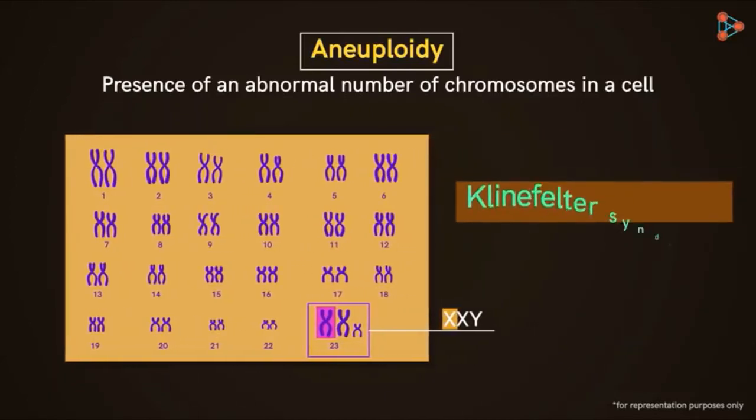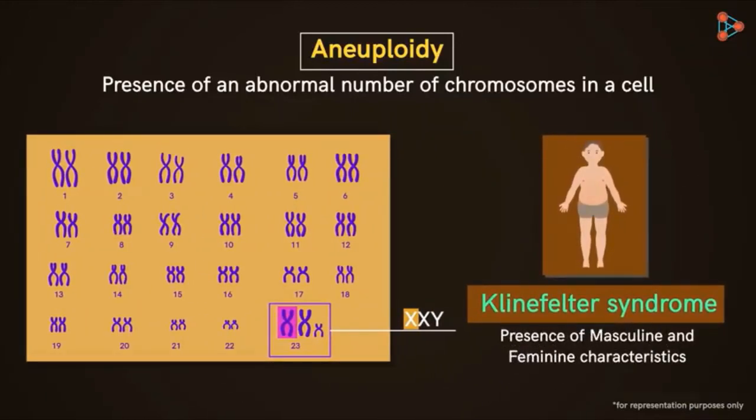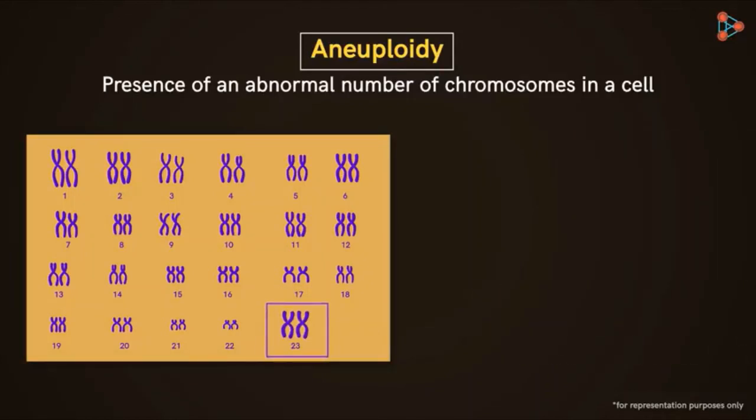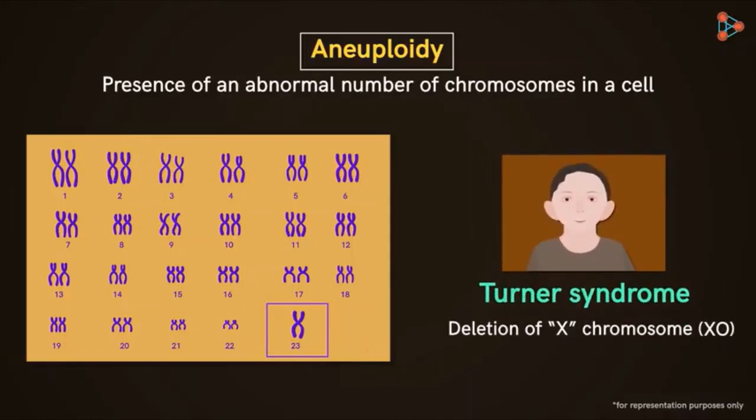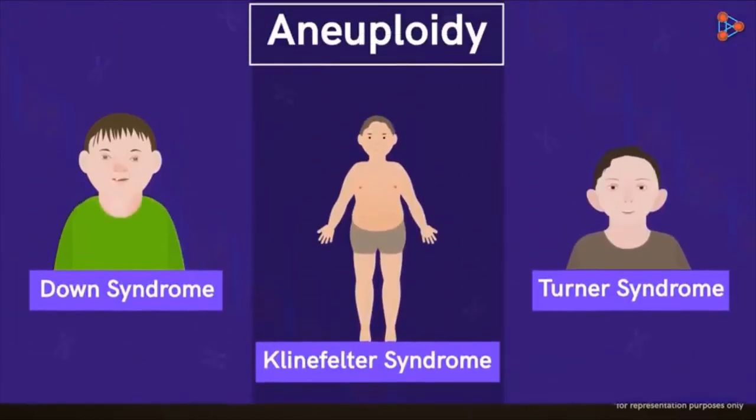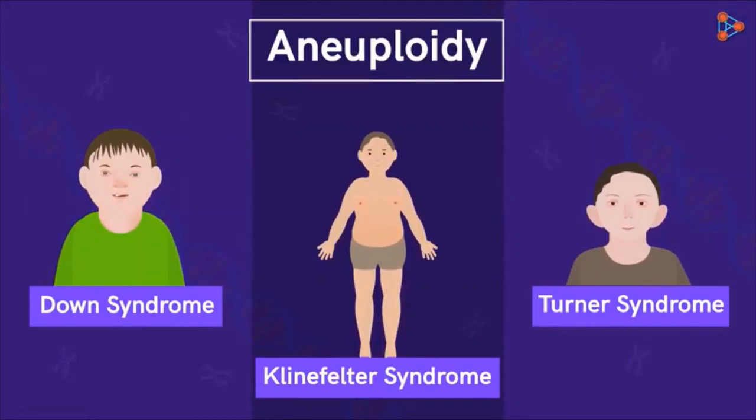This condition is called Klinefelter syndrome. Such individuals exhibit both masculine as well as feminine characteristics. Now, in the case of females, imagine that instead of addition, there is a deletion of an X chromosome. This would mean XO. So this individual will have only one X chromosome. This condition is called Turner syndrome. There are a few developmental abnormalities in such scenarios. These individuals have a total of 45 chromosomes only. These were a few examples of aneuploidy that involve autosomes and sex chromosomes.